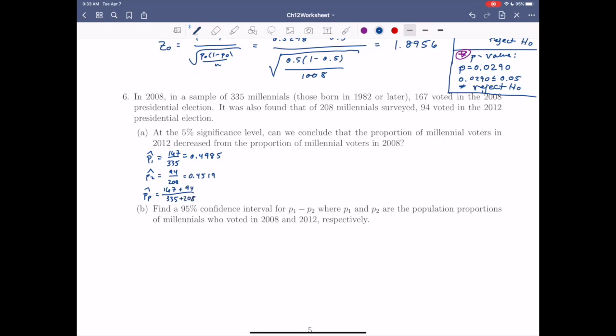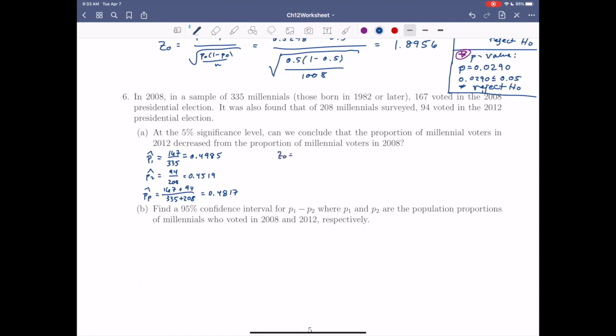So remember that means that you group the two samples together, and then you figure out how many people voted divided by the size of the sum of the samples, the sum of the sample sizes. And so this turns out to be 0.4817. Okay. And then what we're going to do is compute our test statistic.